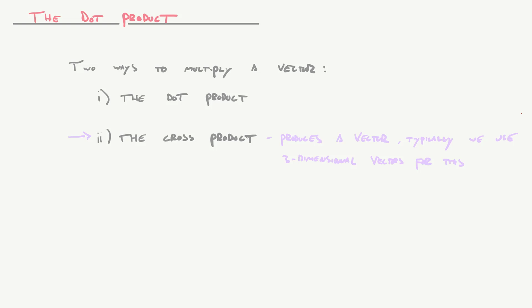The cross product produces a vector. So instead of just getting a number, which is what the dot product gives you, some real number, you actually get a vector when you do the cross product. Although typically this is used for 3-dimensional vectors, and it's reserved for kind of physics with calculus sort of stuff. So we're not going to get into that here, but we will talk about the dot product.